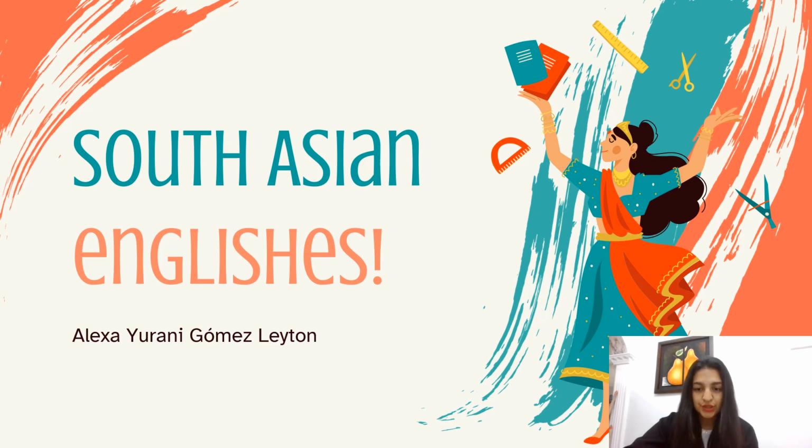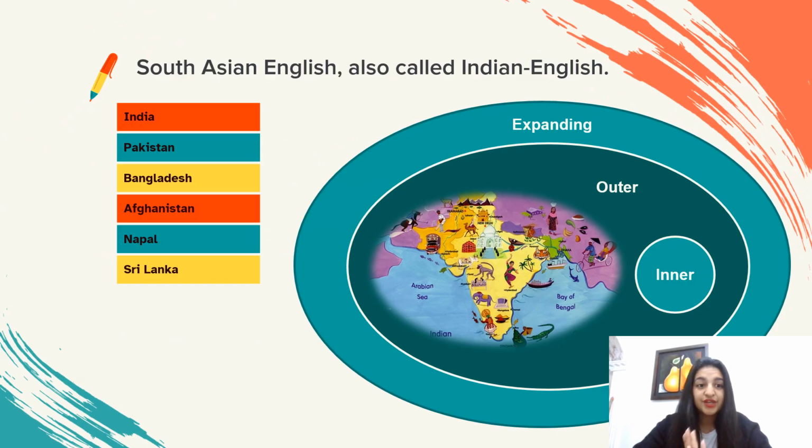So let's start. South Asian English is also known as Indian English, and it is a term which covers different countries like India, Pakistan, Bangladesh, Nepal, among others. And as we can see in the picture, Indian English is part of the outer circle proposed by Kachru.